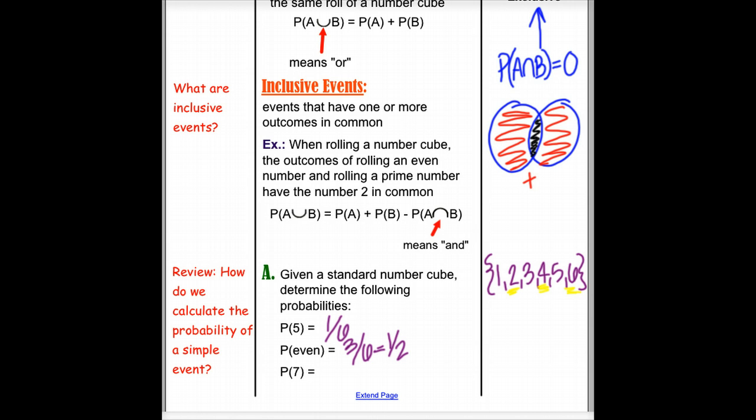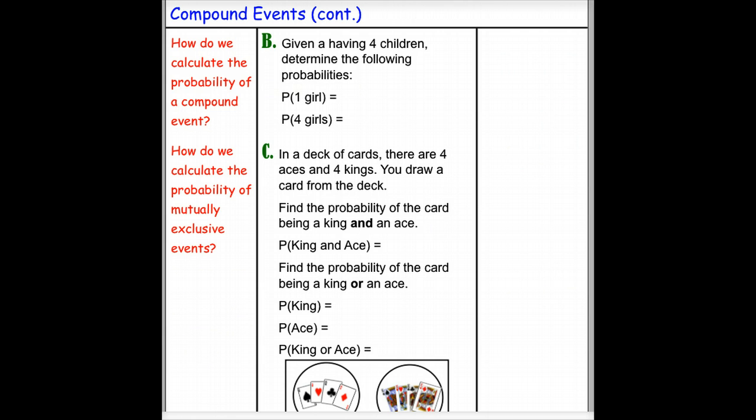The last one is the probability of 7. Well, there's no 7 on a number cube, which means that probability is 0. It's impossible to get. So now that we've taken a look at a simple event, we need to find the probability of a compound event. Remember, don't overthink these things. Think of it in terms of multiple simple events.